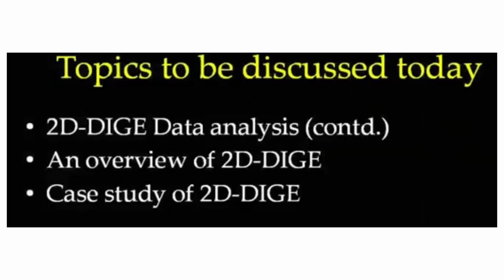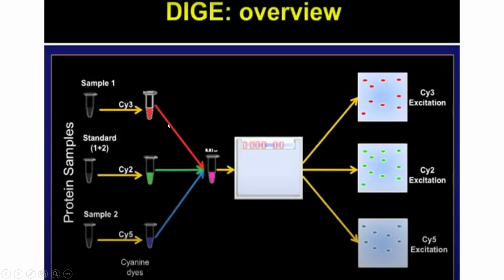The same data analysis is continued in the other lecture. So this is how the images are obtained. This is the overall view. Sample one, you are doing Cy3. As I said, the internal standard is generally the pooling of these two, sample one and sample two, which are pooled together. That is generally labeled with Cy2 itself, and the other sample is labeled with Cy5.